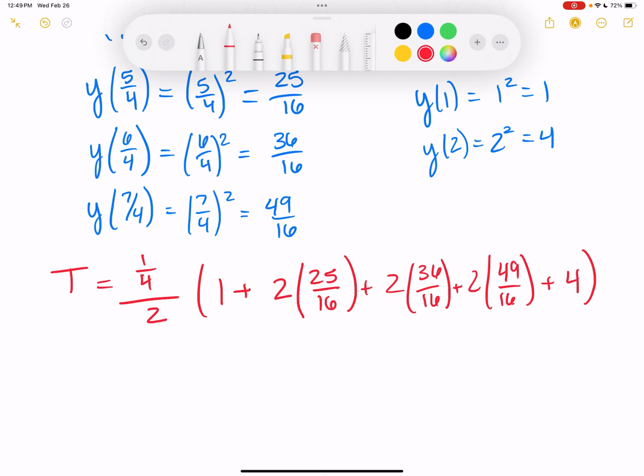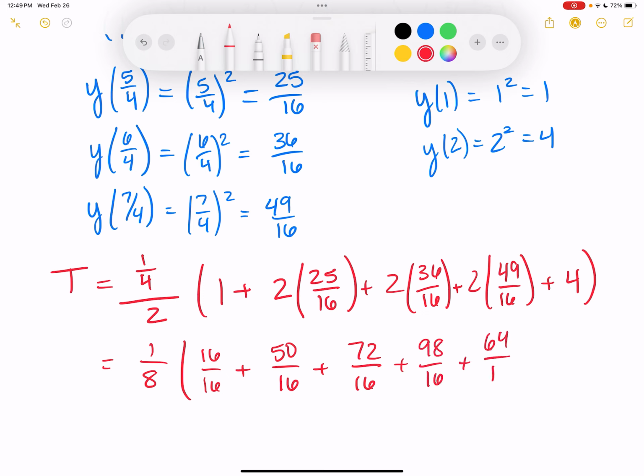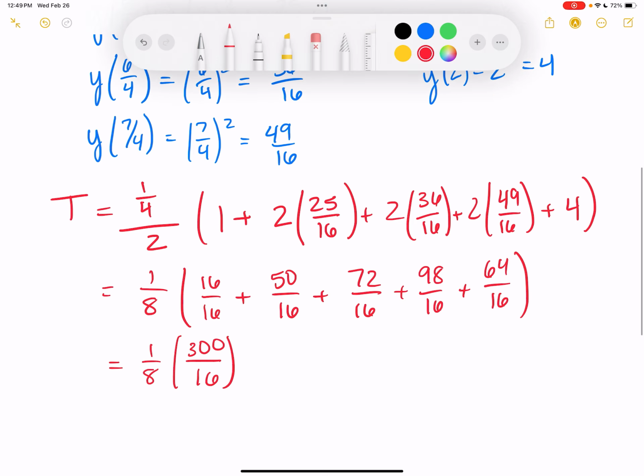So this is 1/8 times 16 over 16 plus 50 over 16 plus 72 over 16 plus 98 over 16 plus 64 over 16. So 1/8 times 300 over 16 equals 75 over 32. I guess 300 does make sense.